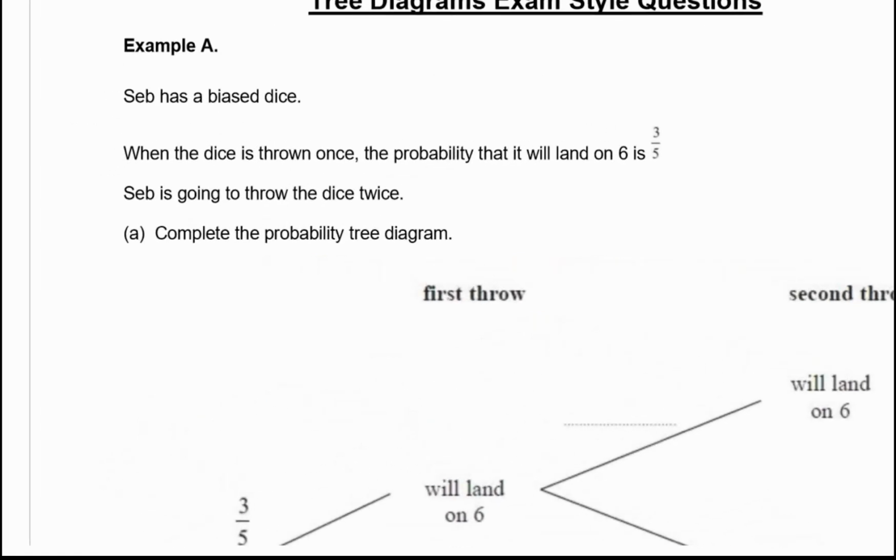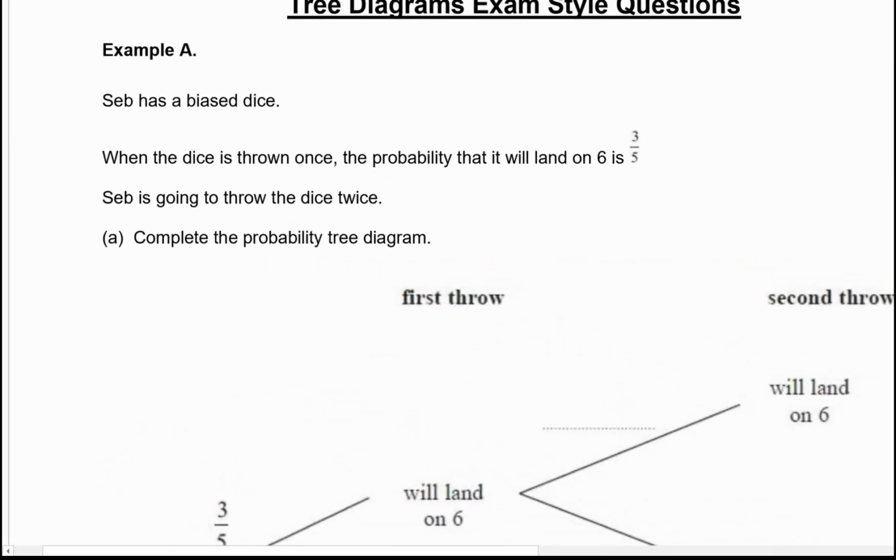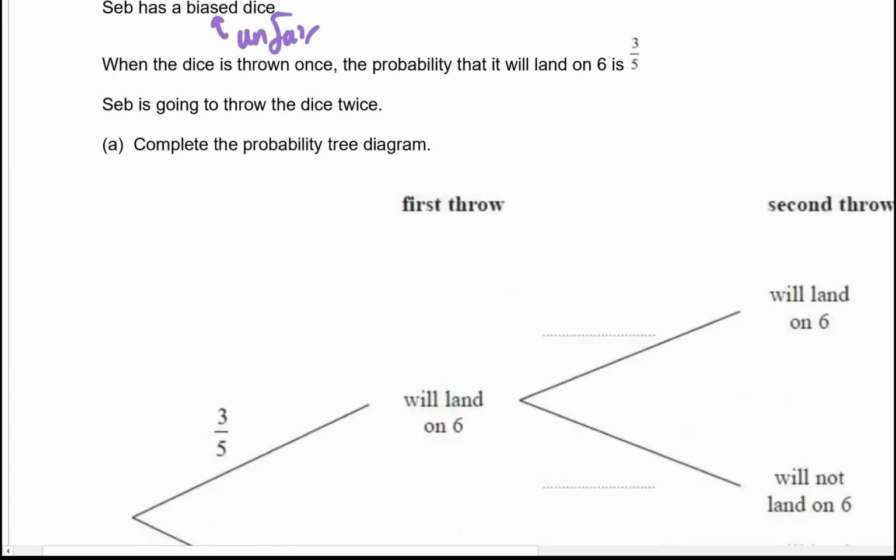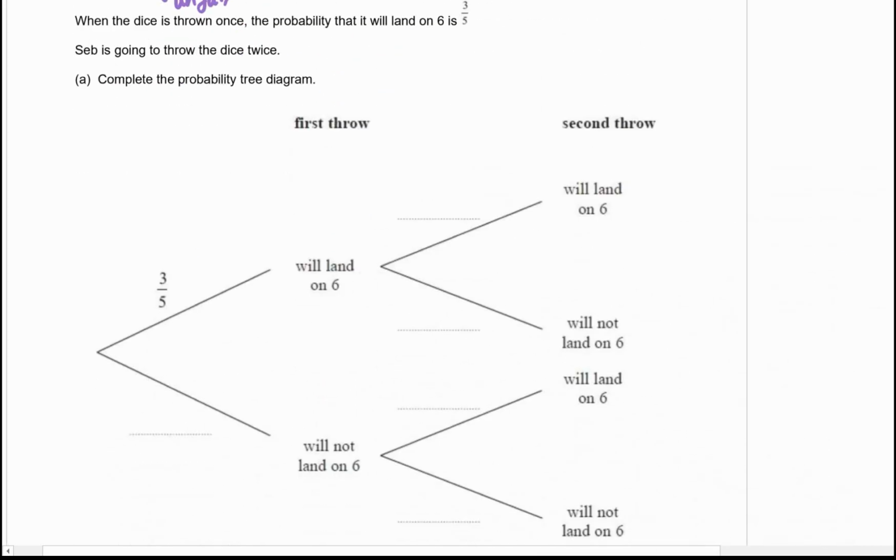So first, here we're told that Seb has a bias dice. Bias is basically another way of saying that it's unfair. When the dice is thrown, the odds of landing on a 6 will be 3 out of 5. And we can see that already drawn in for us, that landing on a 6 is 3 out of 5. First step, we need to complete the probability tree diagram.